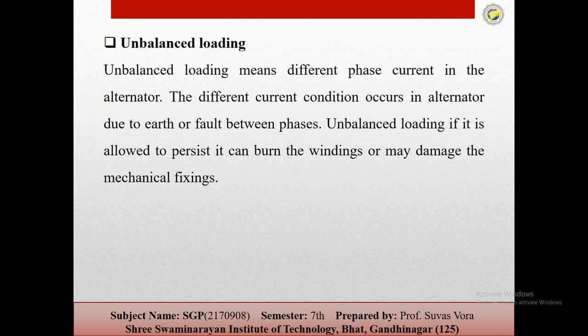So unbalanced loading means the failure of any phase. So unbalanced loading means different phase currents in the alternator, and another one is the single phasing system, यानी कि अगर एक फेज फेल हो जाए, then a difference current condition occurs in the alternator due to an earth fault between the phases or fault between the phases. So the unbalanced loading, if it is allowed to persist, can burn the winding or may damage the mechanical fixing. So these are the faults of the alternator.